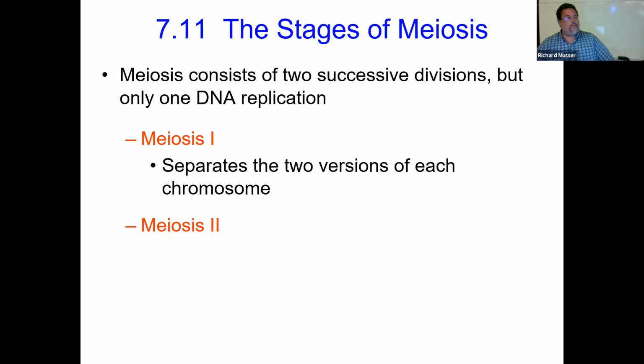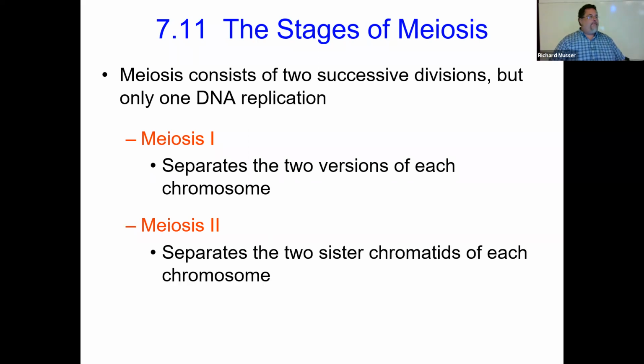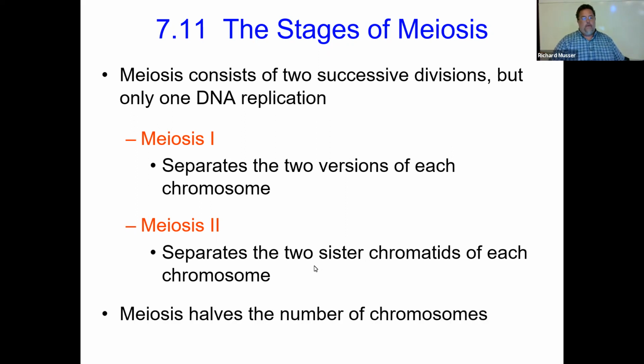And then we have meiosis II, where these chromosomes will then split apart, kind of like what you saw in mitosis. Again, the flow chart will help in a moment. And this will separate the sister chromatids. So basically, the end result of these two successive divisions is you're going to end up with half the number of chromosomes.